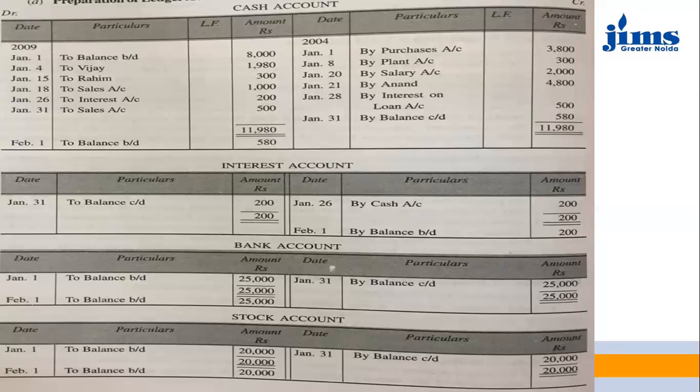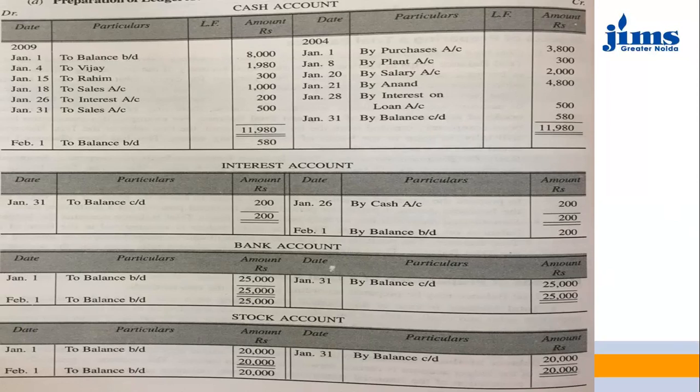Why am I telling you? Because this is the concept which we will use while preparing the trial balance for this question. So in the same way as we have done for the cash account and interest account, we will do it for the other accounts also. Like in the bank account, there was a balance on 31st January of 25,000 and there is no other journal entry related to the bank account.